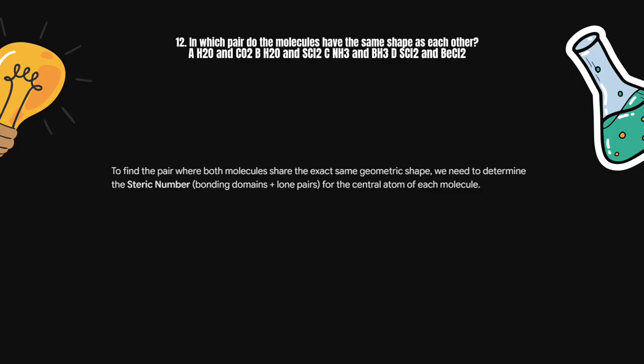Let's dive in. To find the answer, we use a simple key called the steric number. It's basically just adding up the number of atoms attached to the center plus the number of lone pairs. If 2 molecules have the same number of bonds and the same number of lone pairs, they'll have the same shape. Let's test our options.